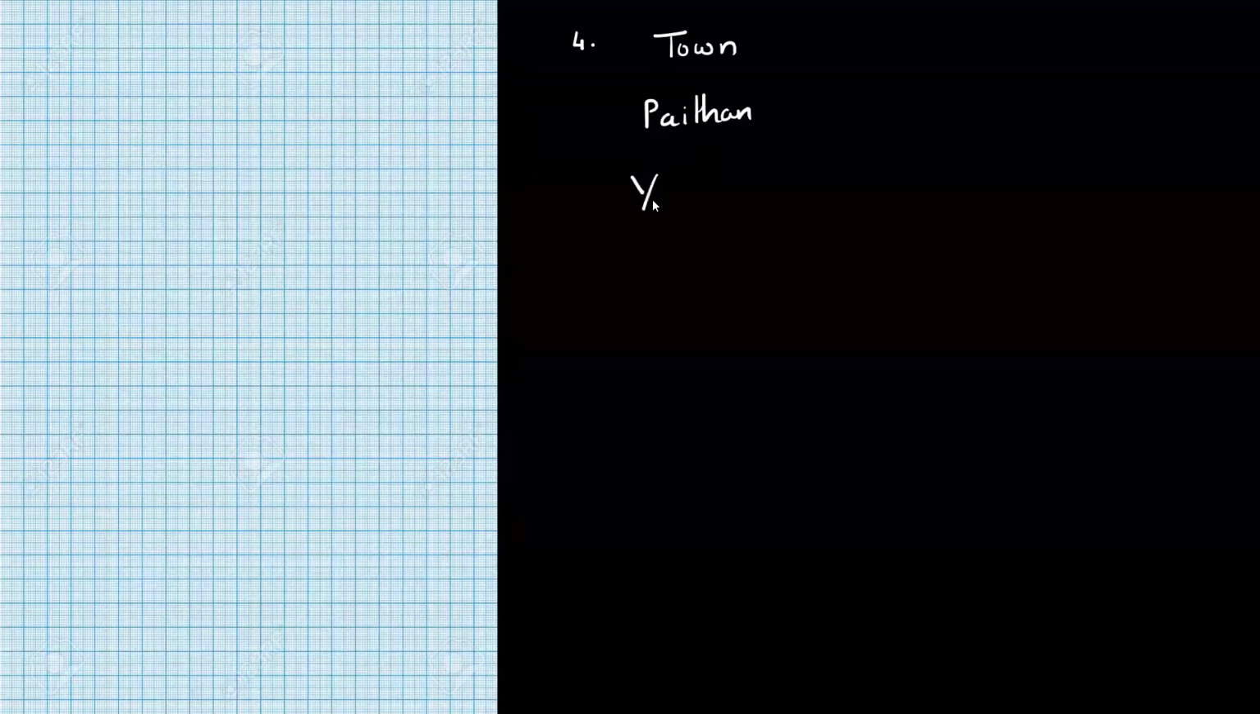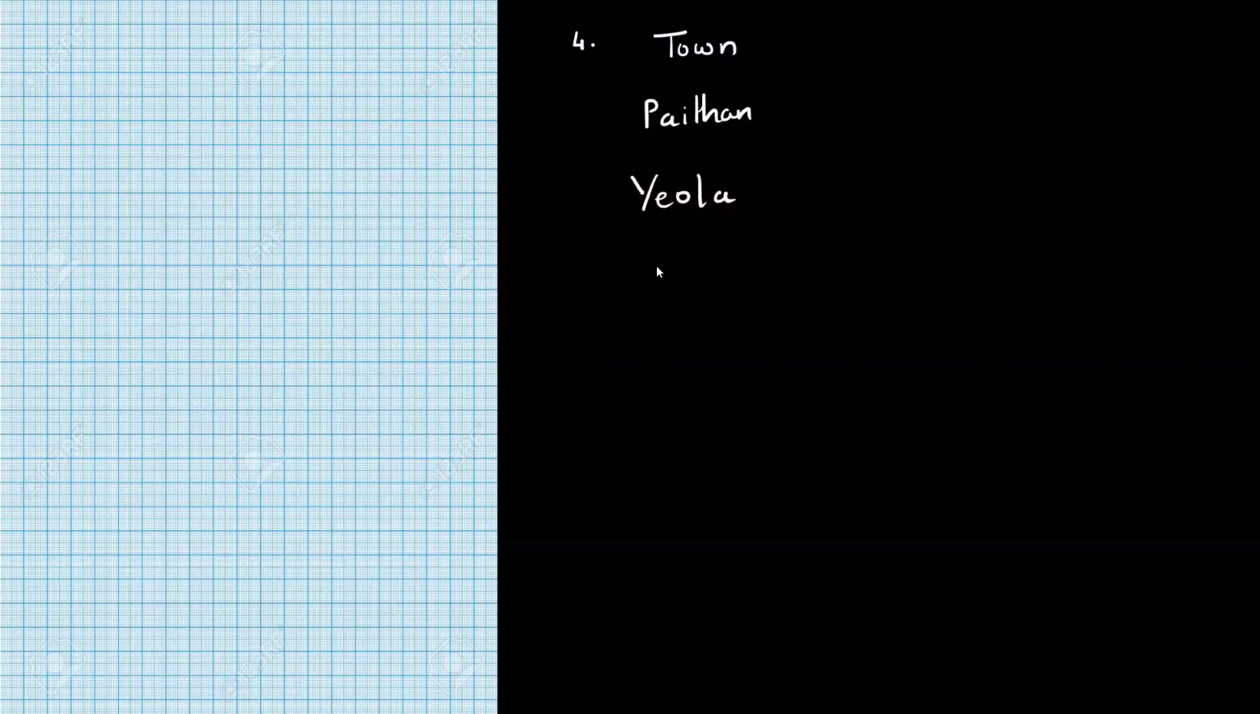First, let me start with the fourth question. As I've told you all, we're supposed to draw the table first. So whatever they're giving us horizontally, we'll draw it vertically. First, we'll write town. There are 3 towns given: Pethan, Yeola, and Shahapur.